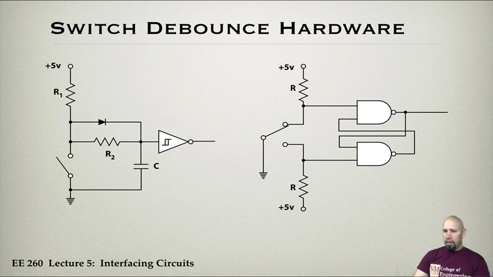Okay, so that's what this circuit is intended to do. So that's one way of doing it. This is another way, and this uses logic gates directly. These are NAND gates. And notice that this is a different kind of switch.